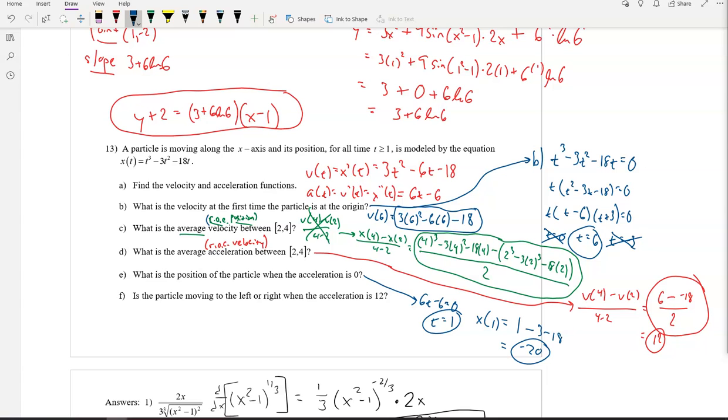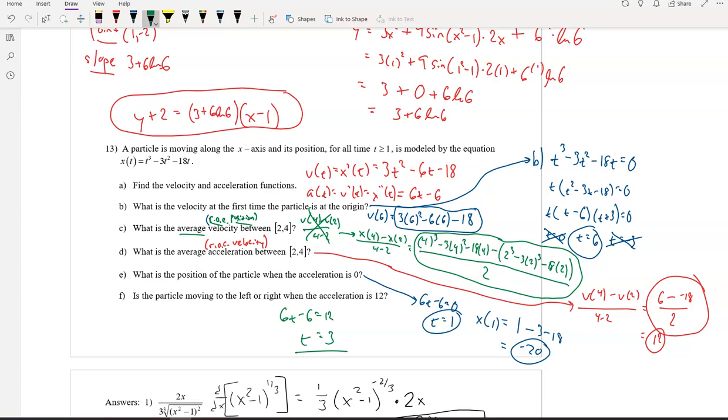Is the particle moving to the left or right when the acceleration is 12? Okay, so again, how should we start here? Right, when the acceleration is 12. So we'll set acceleration equal to 12, so 6t minus 6 equals 12. And so we'll get t equals 3. And so we have the time, right? We have the when the acceleration is 12 part. It's at time t equals 3.